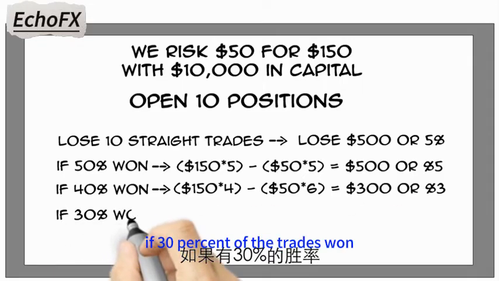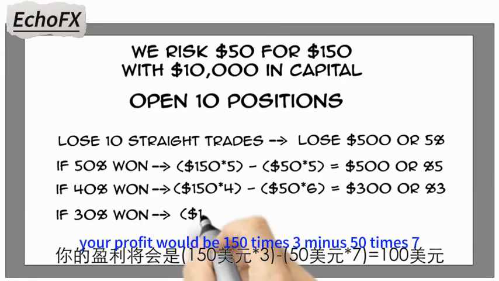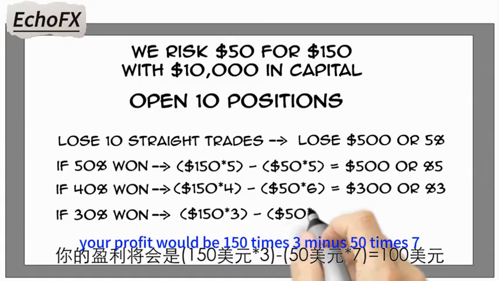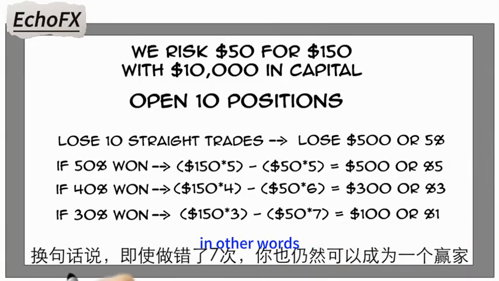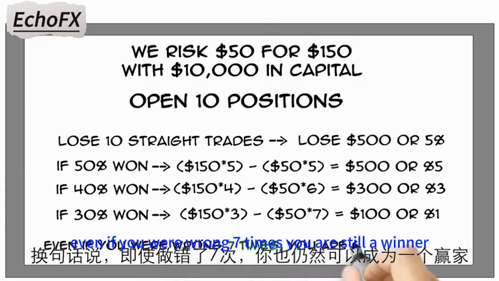If 30% of the trades won, your profit would be 150 times 3 minus 50 times 7 equals $100, or 1% of your capital. In other words, even if you were wrong 7 times, you are still a winner.